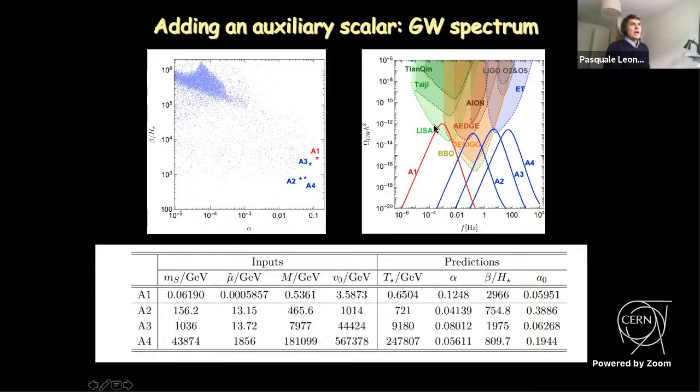LISA, what is this red point? If you want to have access to LISA, actually you need to lower the scale to the GeV scale.